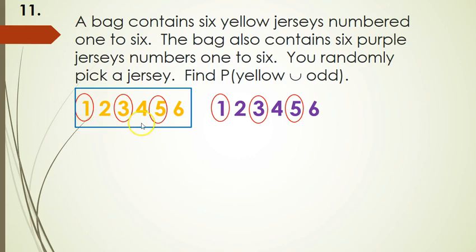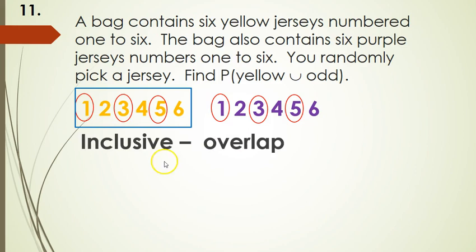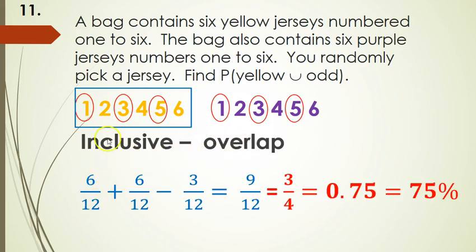Right? So when I do this, I find that I got 6 out of my 12, and I know that there's 12 because 6 plus 6 is 12, right? So this is going to be inclusive because we see the overlap, right? So we got 6 over 12 because that's how many are yellow. And then we're going to count again, 1, 2, 3, 4, 5, 6 total that are odd.